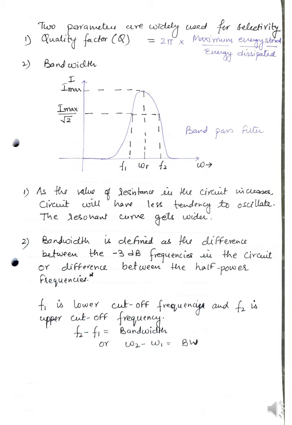I'm talking in decibels. Okay, so these 2 points, if I plot them on the x-axis, then these two are my frequencies, or you can say they are my cutoff frequencies. Okay, so that's the difference between the half power frequencies. F1 is the lower cutoff frequency and F2 is the upper cutoff frequency, and the difference between these two frequencies, F2 minus F1, is equal to bandwidth, or W2 minus W1 is equal to the bandwidth of the circuit.